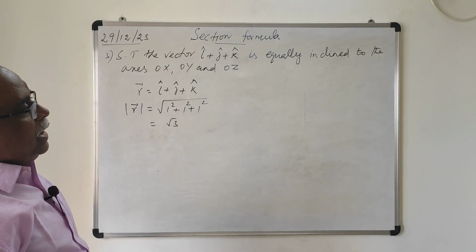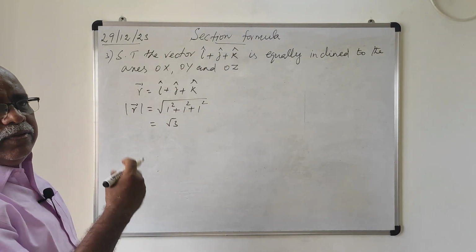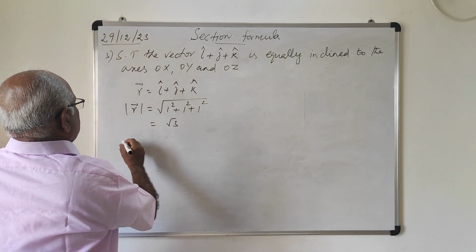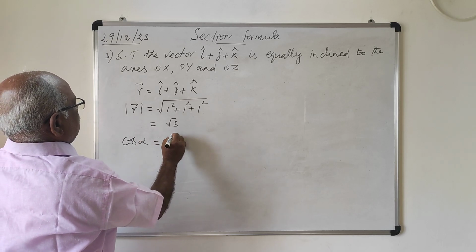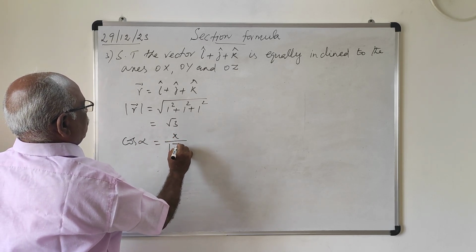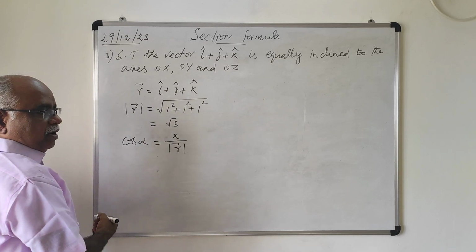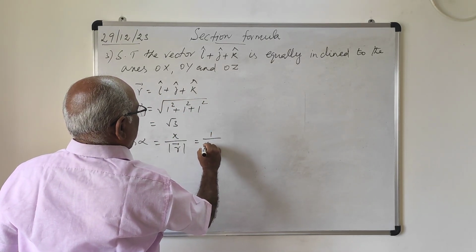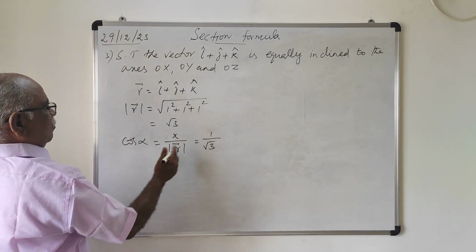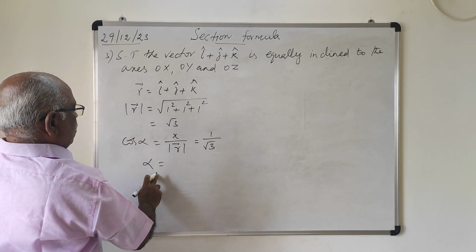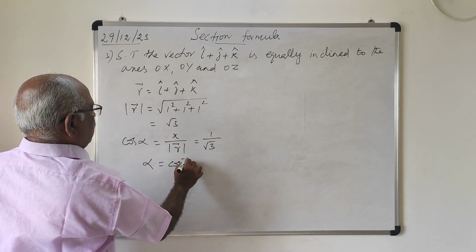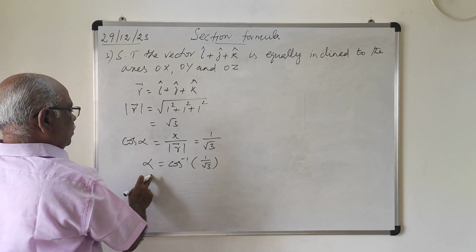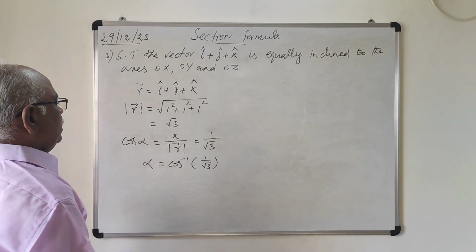You know the angles inclined by the vector with the coordinate axes are alpha, beta and gamma. Cos alpha, by formula, the direction cosine, is x by mod r. X is 1, the i coordinate is 1, and the modulus of r is root 3. So cos alpha is 1 by root 3, and alpha is equal to cos inverse of 1 by root 3.